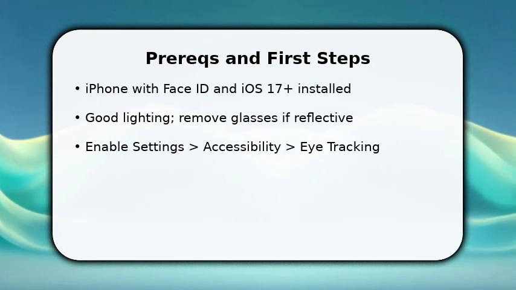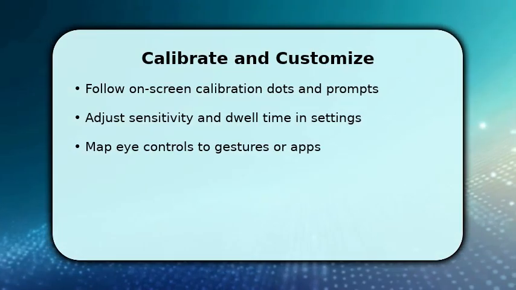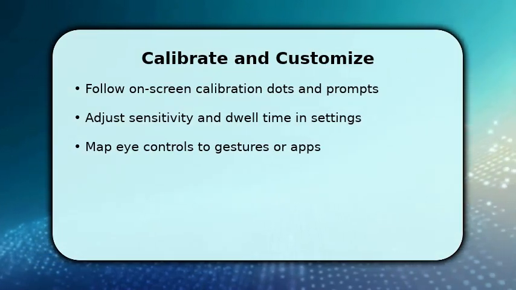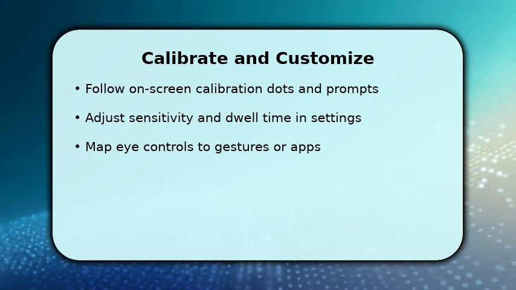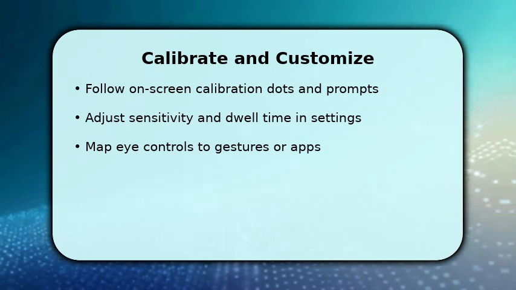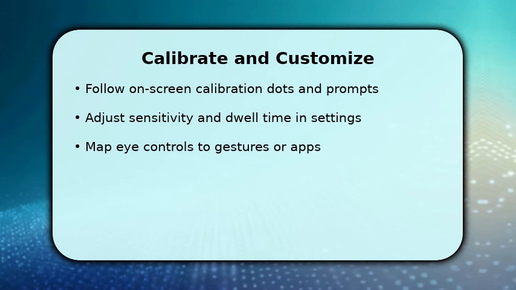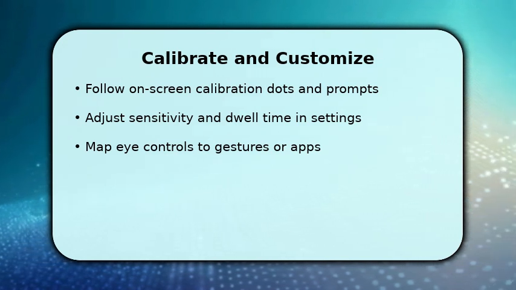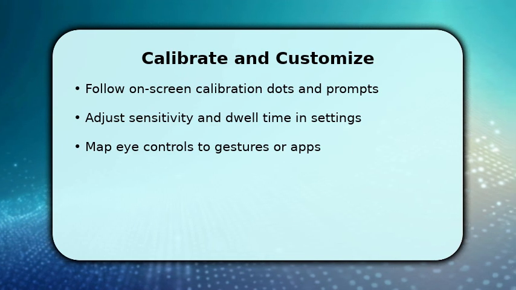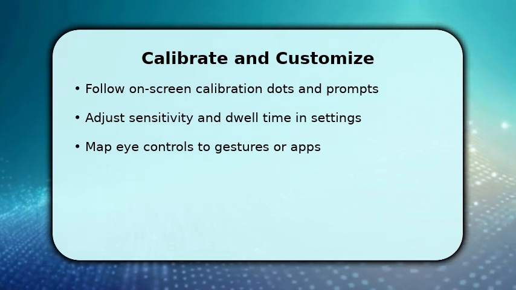Once the feature is enabled, you'll run the calibration, follow the on-screen dots, and keep your head steady while looking where directed. After calibration, go back to eye tracking settings to tweak sensitivity and dwell time so taps feel natural. Lower dwell for faster selection, raise it to avoid accidental activation.